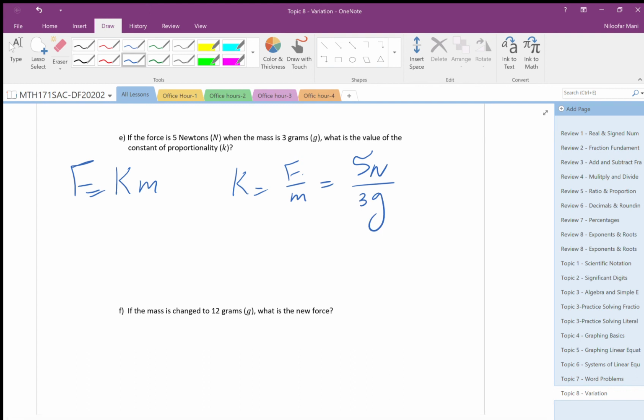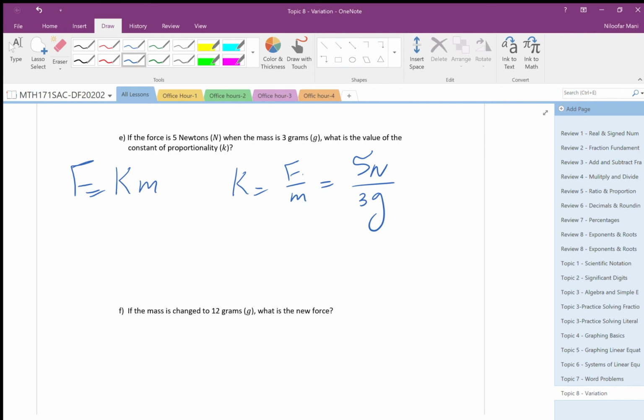So remember, this doesn't change. In reality, maybe yes, but in the question, we keep it constant. So we believe that's constant. For the next situation, when I change F or M, K is constant. I don't change it. That's why I can say when one of them is double, the other one is double. When one of them is half, the other one is half.